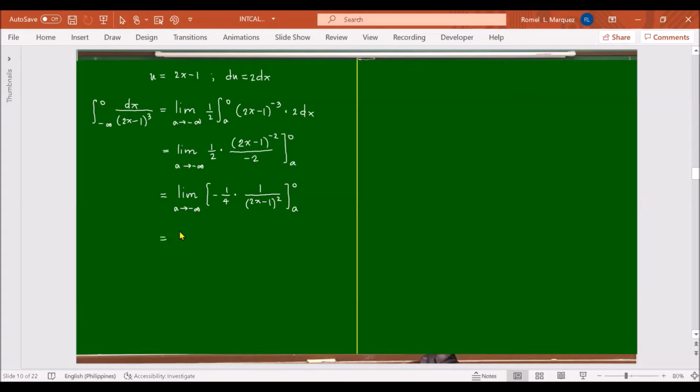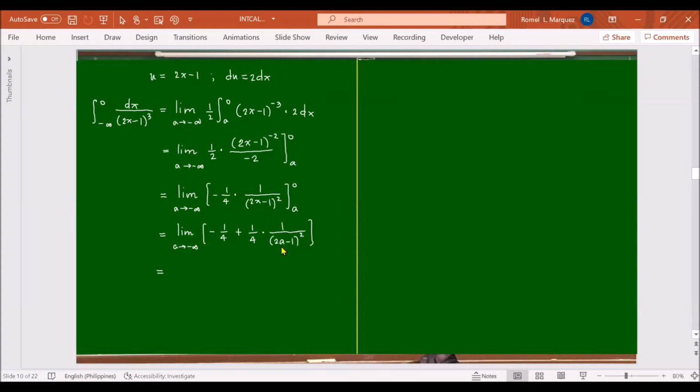So at the upper limit, this expression is equal to negative 1/4. So this is 0. Square it here: minus 1 squared is 1, 1 over 1. So we have negative 1/4 minus negative, so it is now plus 1/4 times 1 over (2a minus 1) raised to 2. Okay?